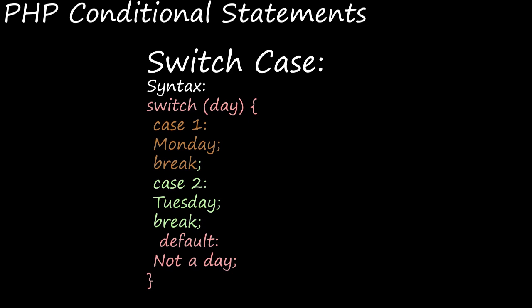If we have 7 days, we will have given 7 cases, right? If you are giving 0, or 8, 9, or some other number other than 1 to 7, it will display "not a day". Whatever statement you are giving in the default section will be displayed here when you type 8 or some numbers other than 1 to 7. Clear?